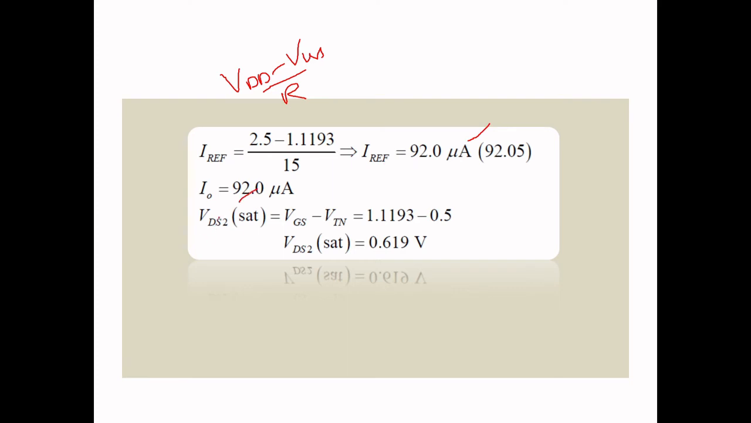Then I want to find the VDS saturation voltage, that is VDS2 saturation equal to VGS minus VTN. So VGS we know is 1.1193, minus your threshold, you will be getting VDS2 equal to 0.619 volts.